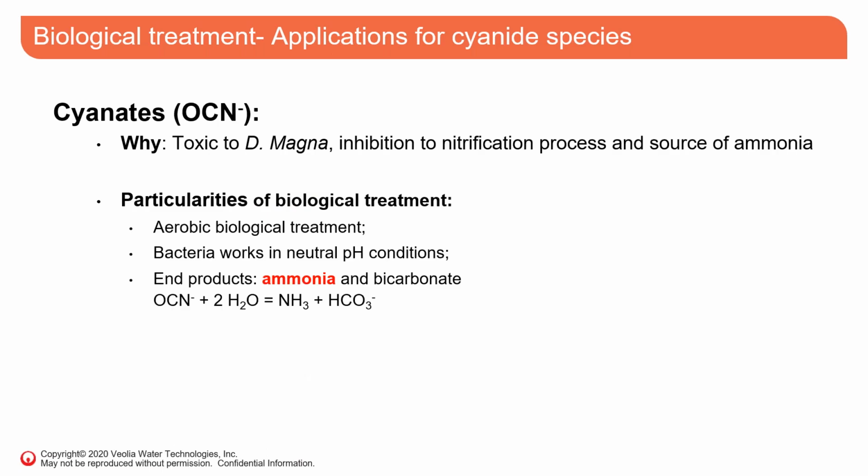Cyanide needs to be removed because it's toxic to mainly the Daphnia magna or any Daphnia. It can also inhibit the nitrification process, and this is a source of ammonia. So you're inhibiting nitrification, you're adding ammonia. Ammonia is toxic, so you want to remove cyanide also. Biological treatment is made by aeration. It's an aerobic biological treatment in neutral conditions, and the end product is ammonia.